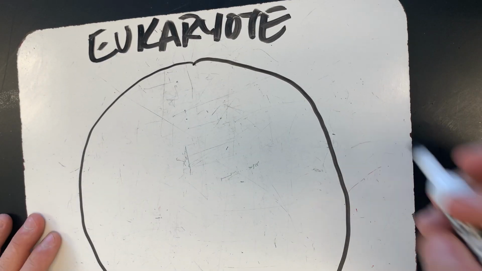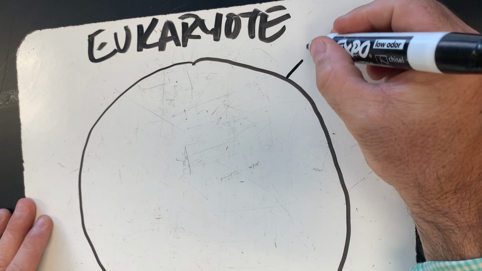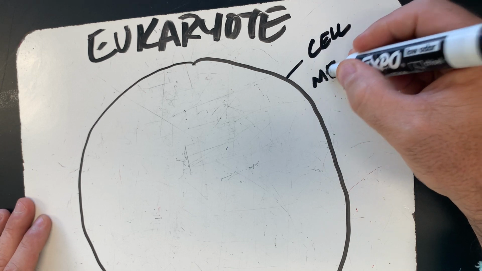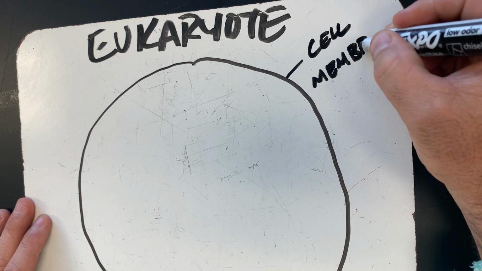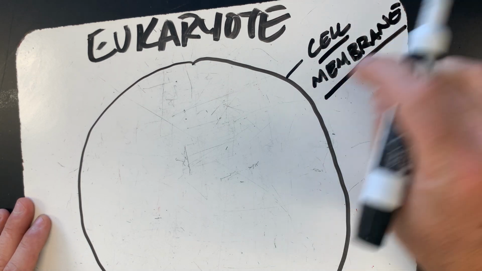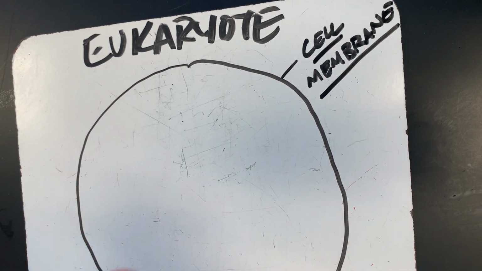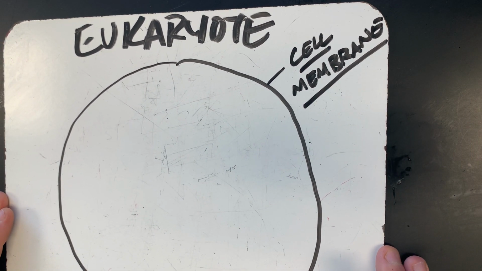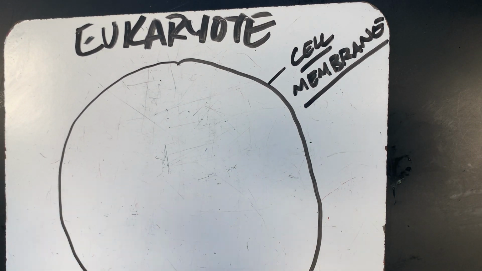This would be a cell membrane, and I'll write that over here to the side. Cell membrane. And a membrane is just kind of like a skin. It's a surrounding. If you have a membrane on something, it'd be like a package. Like a cellophane package that surrounds an item that you buy, you have to break that membrane to get inside.